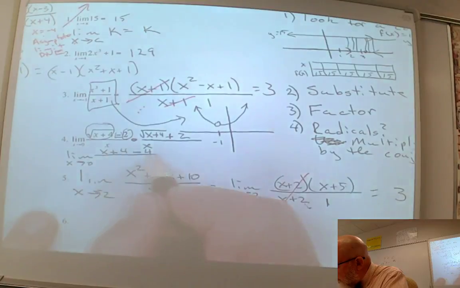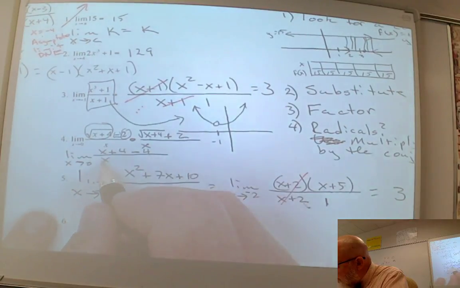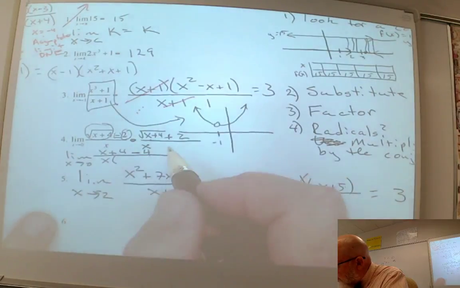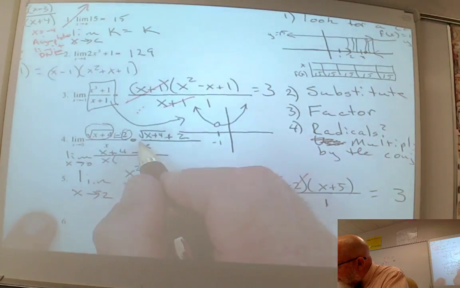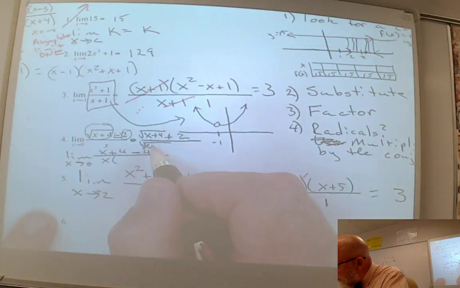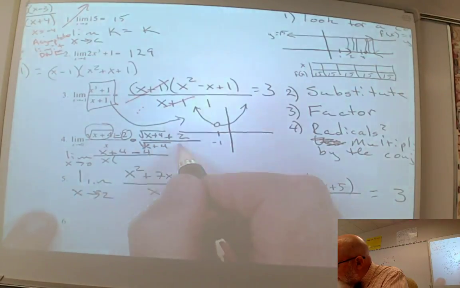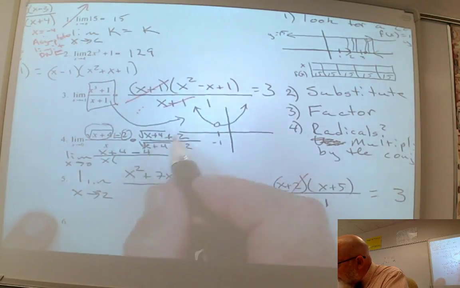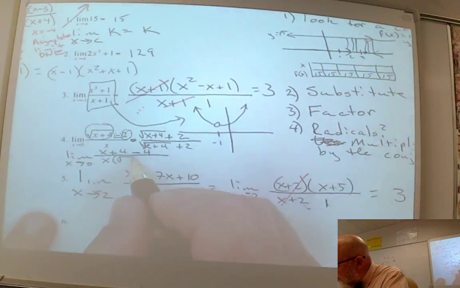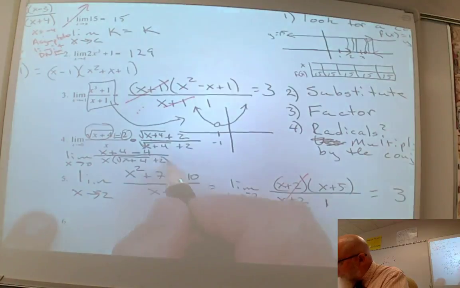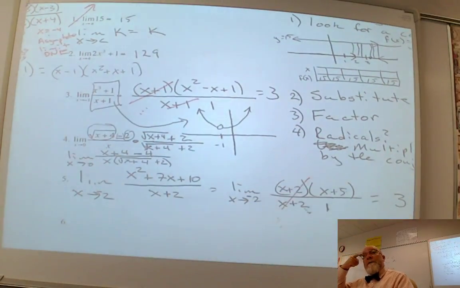Over down here, I'm going to have x, and I'm going to have parentheses. Oops, I screwed up down here. I don't know why. I should have written x times the square root of x plus 4 plus 2. The top and the bottom get multiplied by the same thing. So I got the square root of x plus 4 plus 2, because you have to multiply by 1, right? Sorry about that.